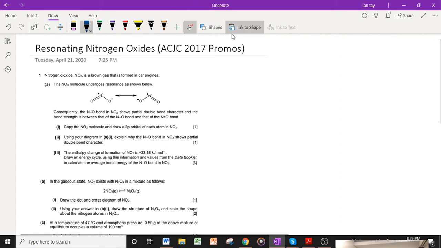So nitrogen dioxide is a brown gas that's formed in car engines, thus resulting in various phenomena like acid rain and photochemical smog. The nitrogen dioxide molecule undergoes resonance. Just as a recap, what I mean by resonance is when the true structure of the molecule is best represented by an average over multiple resonance contributing structures. So over here, these are the two contributing structures.